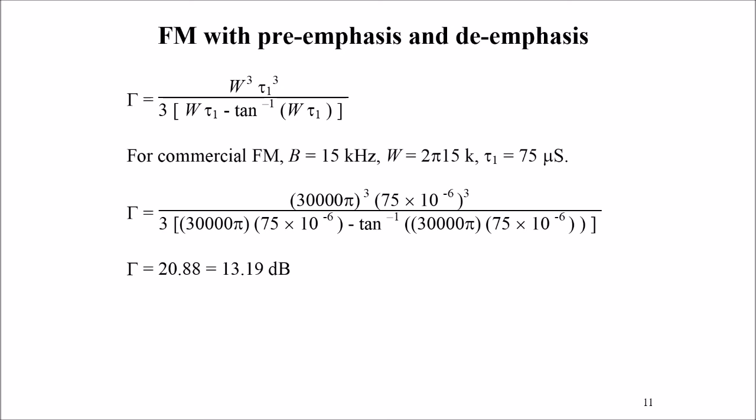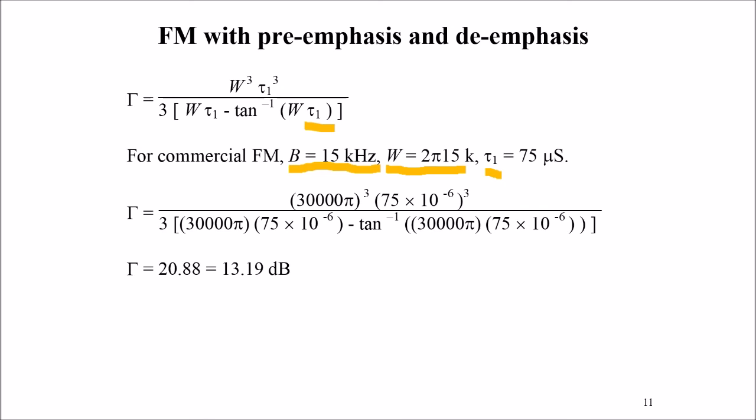So gamma is W to the third power tau 1 to the third power divided by 3, then we have W tau 1 minus the inverse tangent of W tau 1. For commercial FM, the bandwidth of the message signal is 15 kilohertz, so the W, the bandwidth in radians, is 2 pi times 15,000. And for commercial radio, the time constant tau 1 is 75 microseconds.